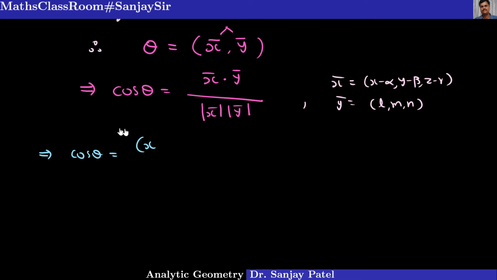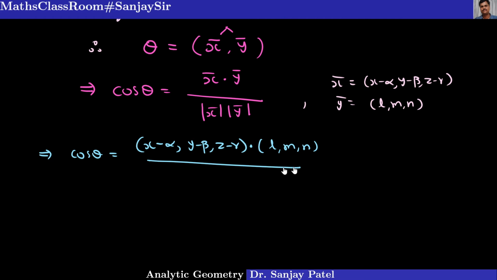Cos theta is equal to (x minus alpha, y minus beta, z minus gamma) dot (L, M, N) upon the mod of this x bar and y bar. So it is the mod of (x minus alpha, y minus beta, z minus gamma) into the mod of (L, M, N). Let me call this star. Now simplifying, we'll get the required equation.